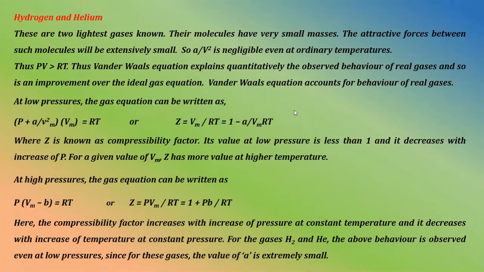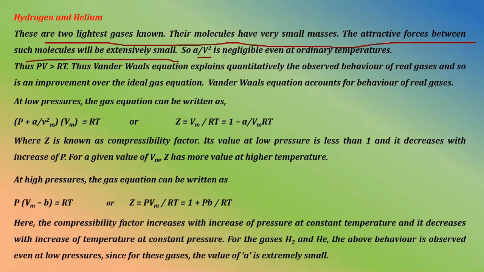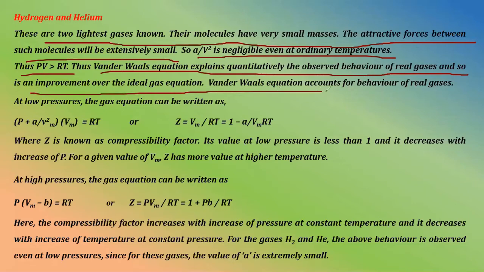Hydrogen and helium: what are they? These are the two lightest gases, having very small masses, so attractive forces are very small. a/V^2 is negligible at ordinary temperatures. The equation becomes P(V - b) = RT, which quantitatively matches the observed behavior of real gases, and it is an improvement over the ideal gas equation. Basically, hydrogen and helium, due to their unique property of having very small size, have been used as volunteers for this particular equation.